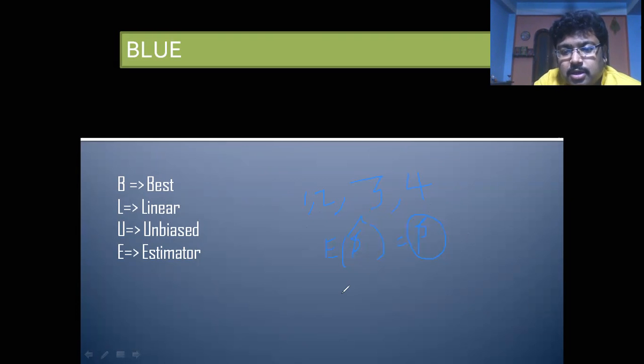It means the expectation of beta hat minus beta, the population parameter, equals 0. It represents the unbiasedness. Okay, this is the best linear unbiased estimator.